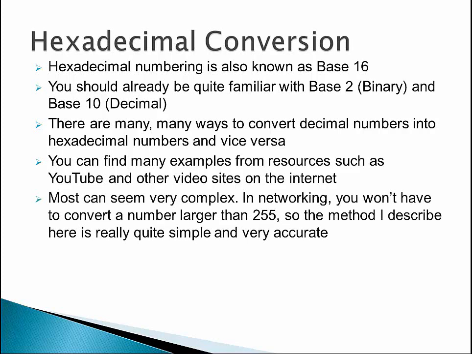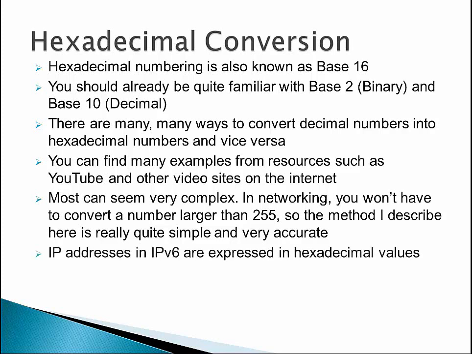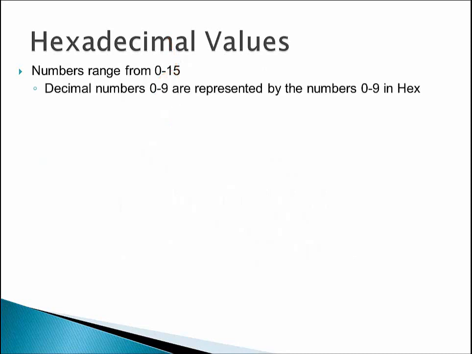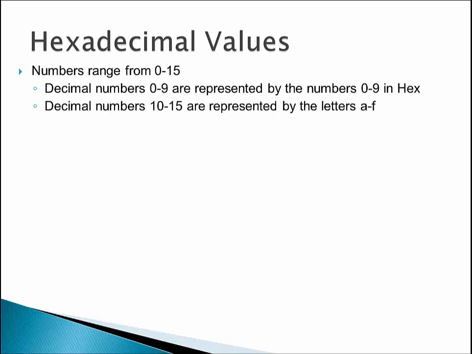In networking, you won't have to convert a number larger than 255, so the method I describe here is really quite simple and very accurate. IP addresses used in IPv6 are expressed in hexadecimal values. Numbers range from 0 to 15. Decimal numbers 0 through 9 are represented by the numbers 0 through 9 in hex. Decimal numbers 10 through 15 are represented by the letters A through F.